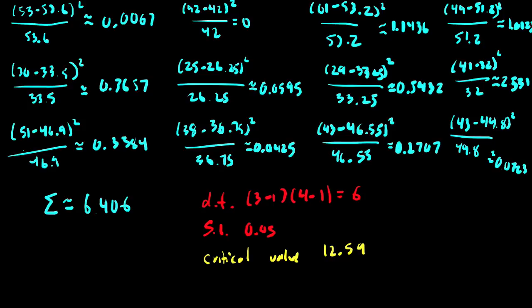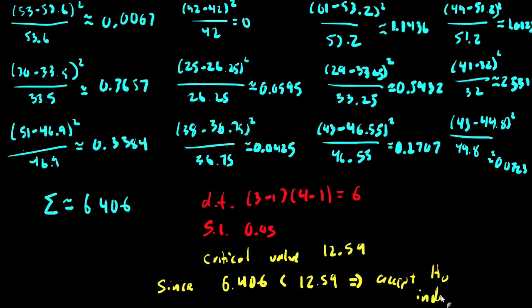And so in this case, the calculated value, 6.406, is less than my critical value of 12.59, then we accept the null hypothesis that they are actually independent.